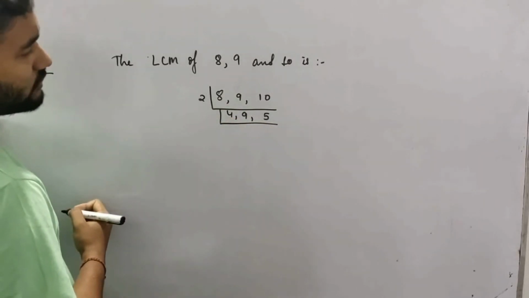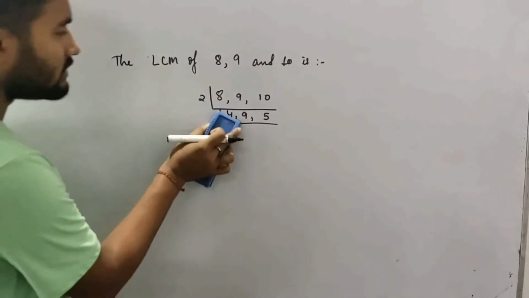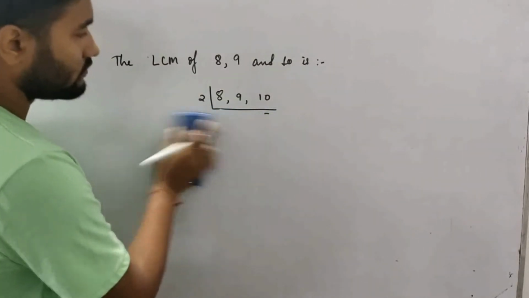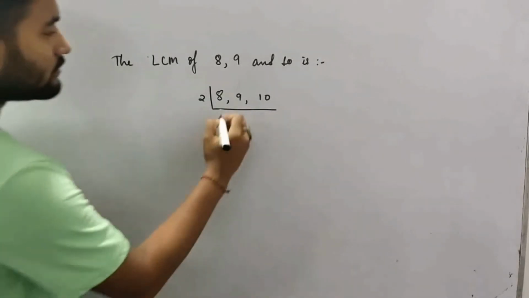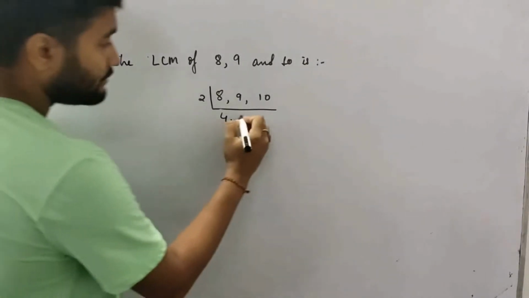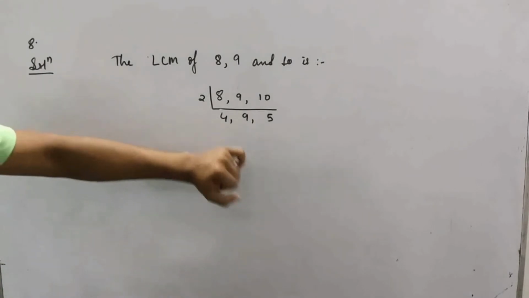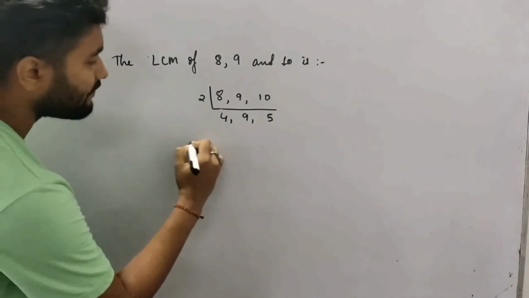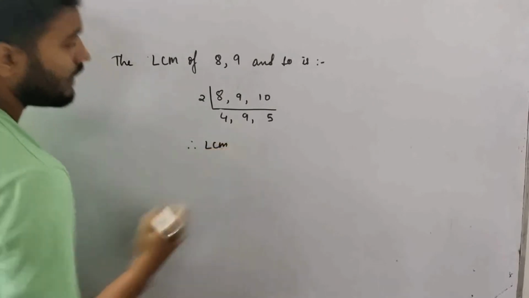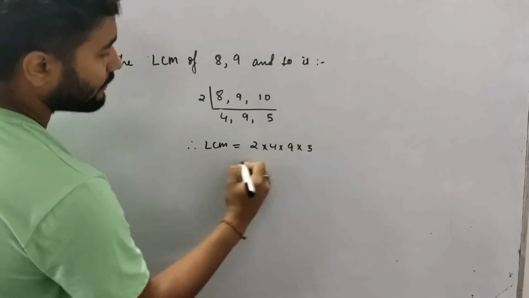8, 9 and 10. No need to do it anymore, isn't it? That much only is sufficient. 2 fours are 8, 9, 2 fives are 10. Now all are single, isn't it? 4 is single, 9 is single, 5 is single. So what is the LCM? Therefore, LCM is equal to 2 into 4 into 9 into 5.